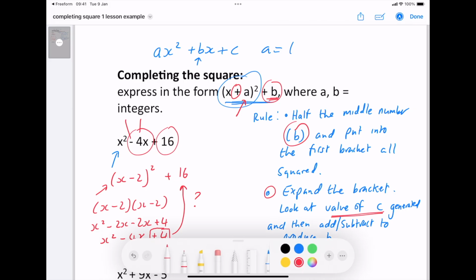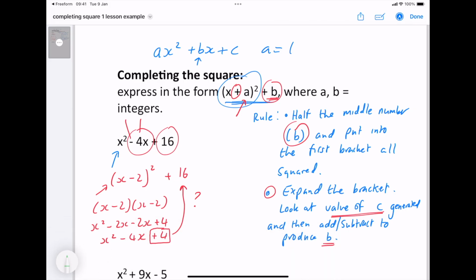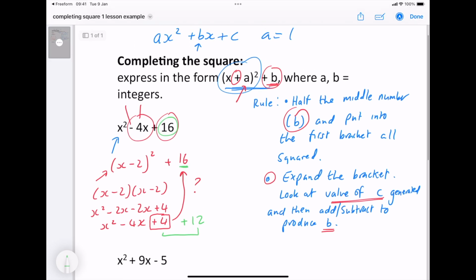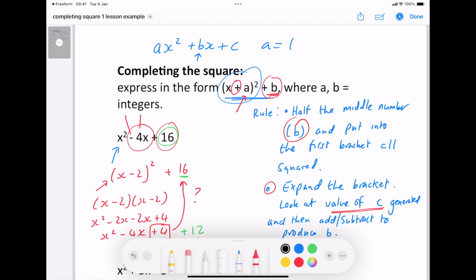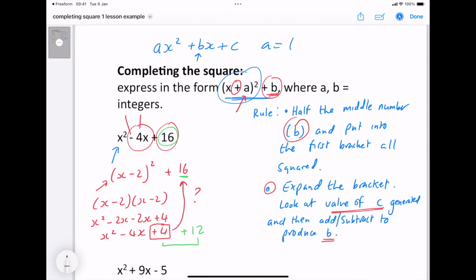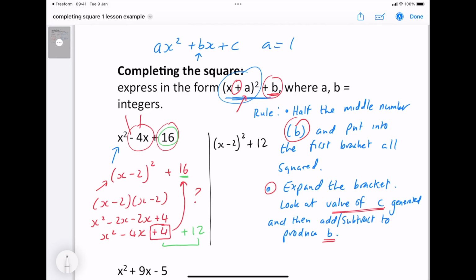So if I just highlight that with a different color. So to make this work, I need to add on a 12, because 12 plus 4 would make 16, which is what that is there. So therefore, my final answer will be, just write it here, try and keep it all on the same page before we look at the next one, is going to be x minus 2, close bracket, squared, plus 12. So A is therefore going to be minus 2, and B will be positive 12.